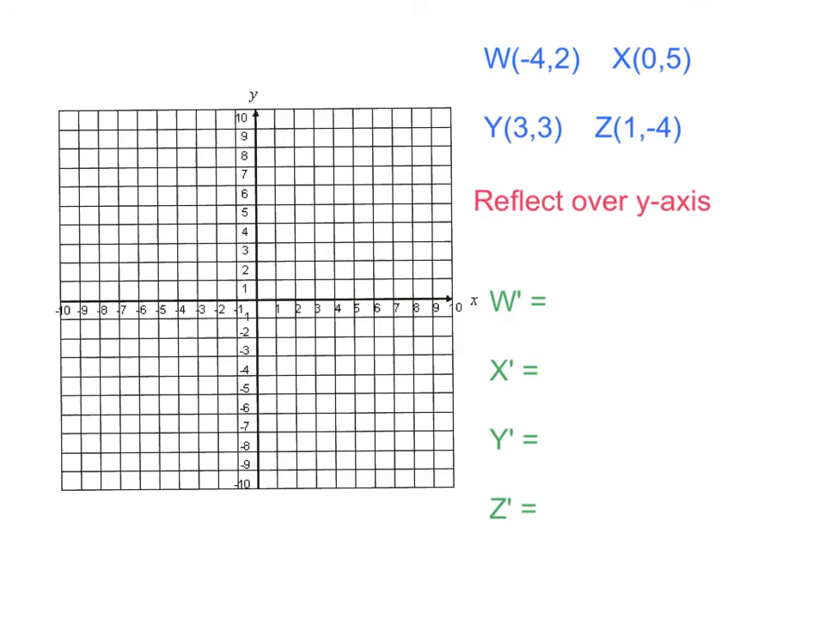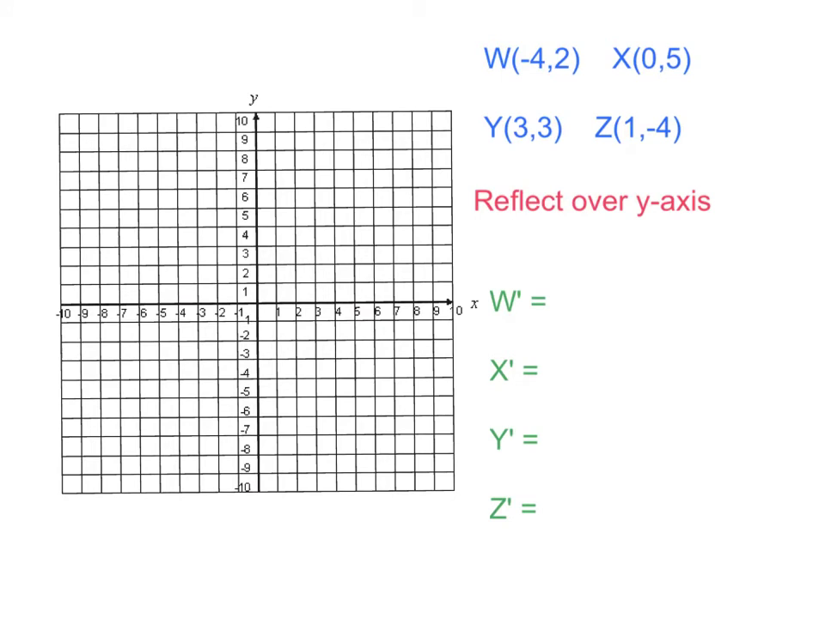All right, here's the last example. Let's plot these 4 points, W, X, Y, and Z. W is at negative 4, 2. X is at 0, 5. Y is at 3, 3. And then Z is at 1, negative 4. So let's connect. All right, and we want to reflect over the y-axis.